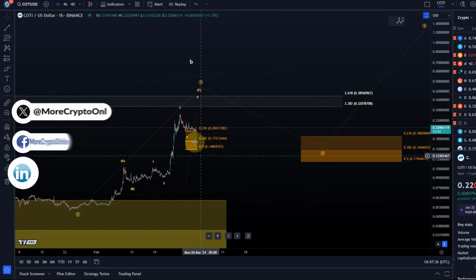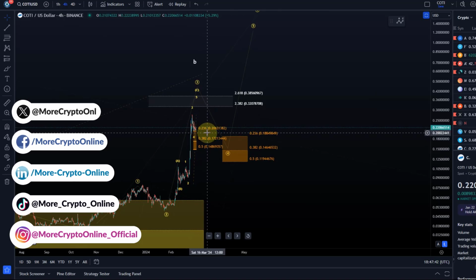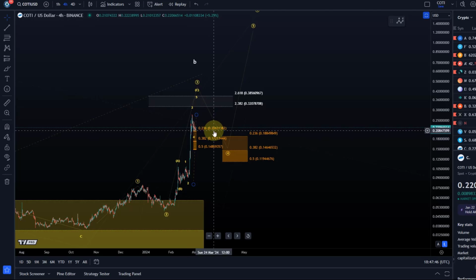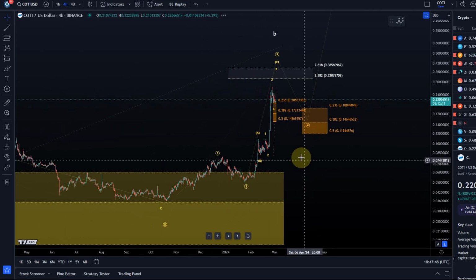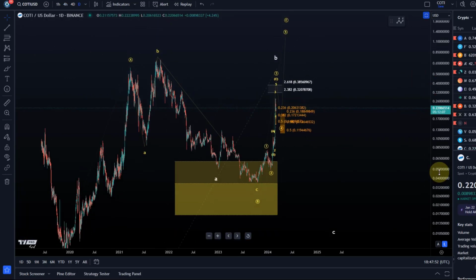COTI chart remains in the same posture, in the same structure. We have no break of support. Instead, we're actually dancing on that 23.6 Fibonacci level there at 20.6 cents. We're going to zoom in in a minute. First, for anybody who's new on this channel, what's the structure on the COTI chart?